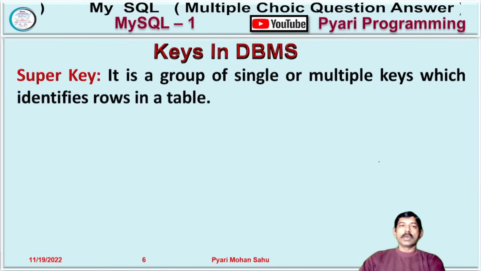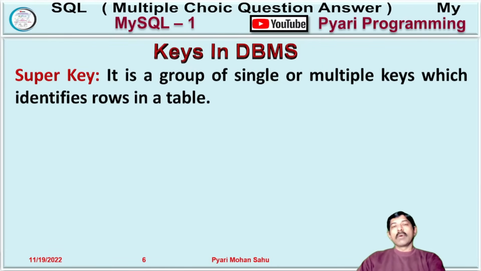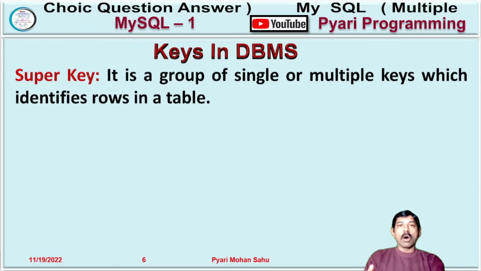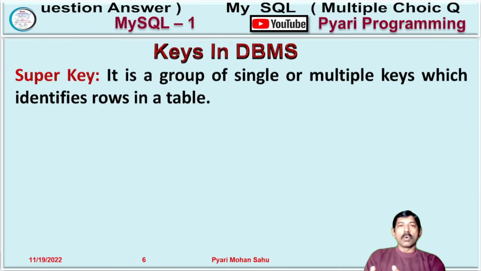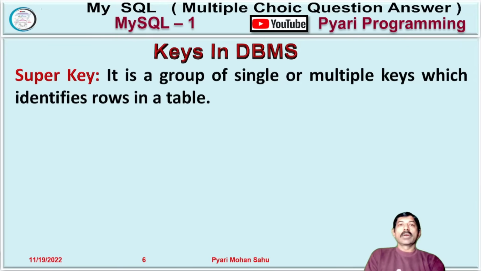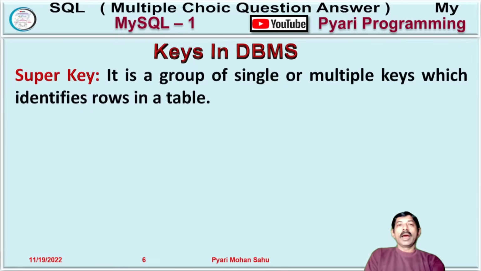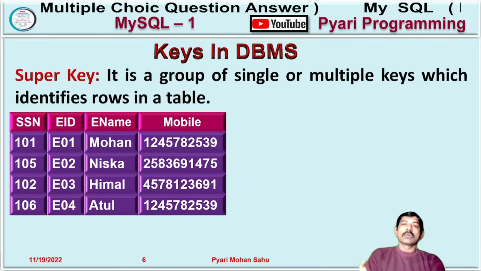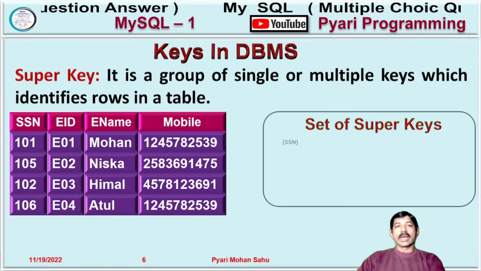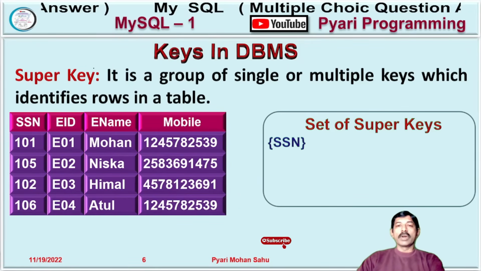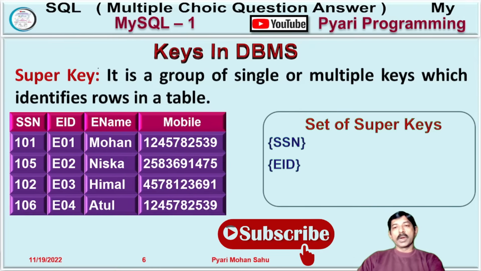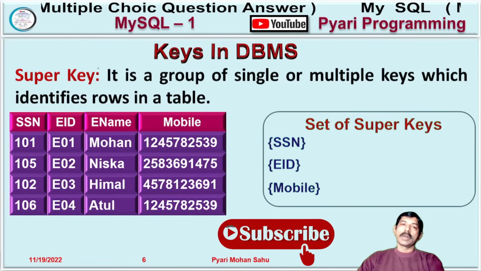Now let's see some keys. The first one is the super key. What is it saying? A super key can be a single attribute or more than one. When I'm talking about more than one, a combination or set of keys can uniquely identify a record in a table. Suppose this is the table. Now what are the super keys that can be generated? Your social security number can be a super key. Your employee ID can be a super key. And your mobile number can be a super key.